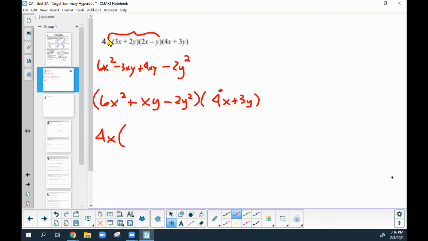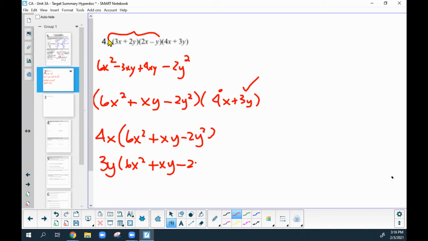So I'll take the 4 with everything in the front, and again, this is just distributive property. And then I'm going to take the 3y with everything that I see in front. I'm going to be super slow and cautious when I multiply because I'm going to have to combine my terms when I'm done. So let's go to the top and distribute like normal.